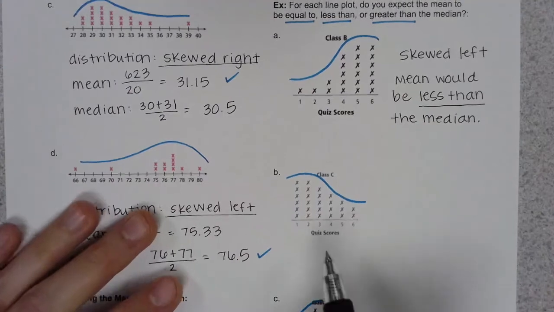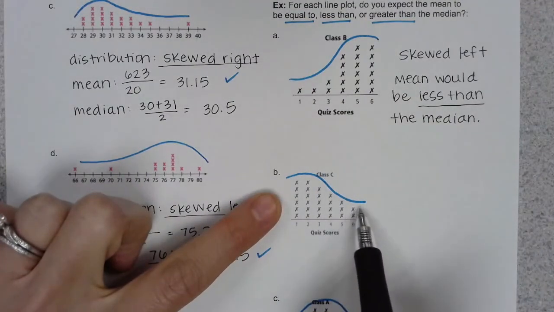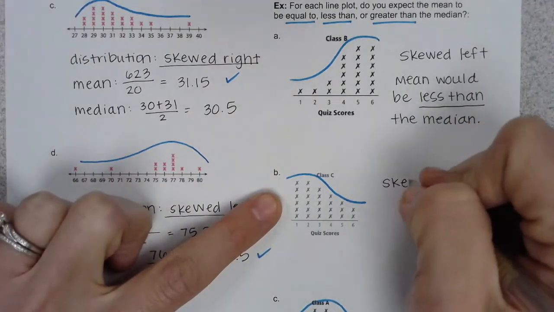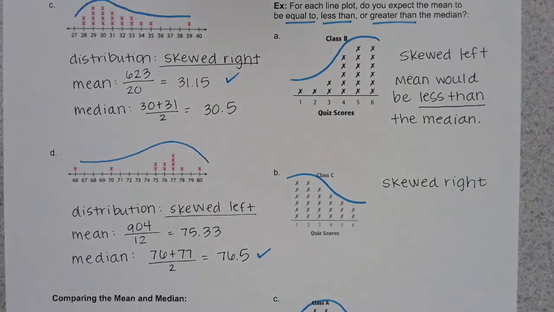In example B, the data is piled up over here on the left-hand side, and then it drops off, or the tail of the data is over here on the positive side. So we say that this data is skewed to the right. To answer the second part of the question, we want to refer back to our notes earlier on the page. When the data is skewed to the right, you expect the mean to be greater than the median.